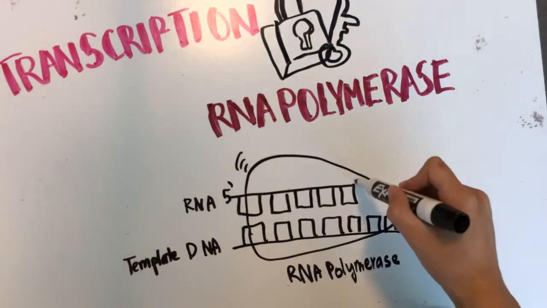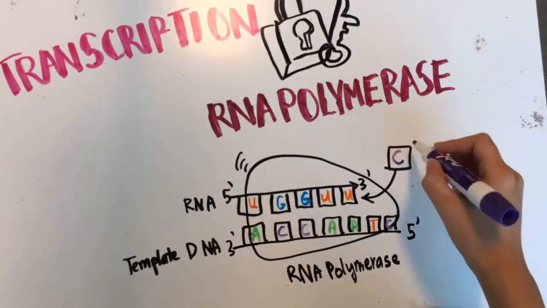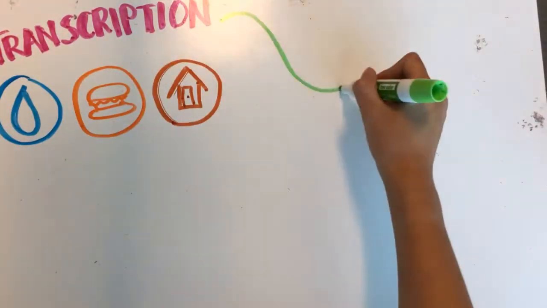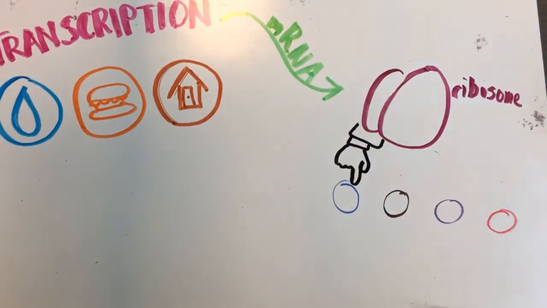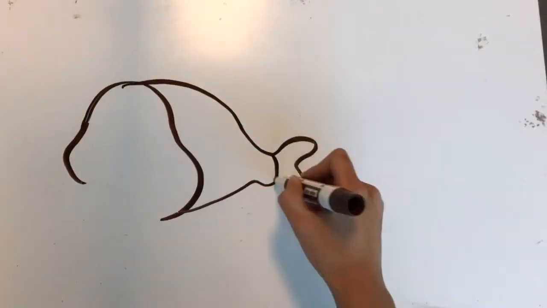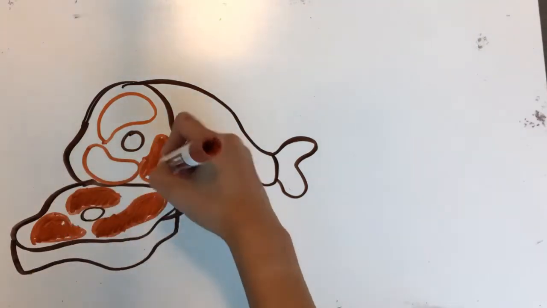RNA polymerase builds an mRNA strand in the 3' direction, continuously adding new nucleotides to the end. Transcription is essential to the human body because the mRNA that is formed out of the process goes to the ribosomes and directs protein synthesis. Proteins are essential to the human body for muscles, ligaments, hair, cartilage, as well as many, many other things.